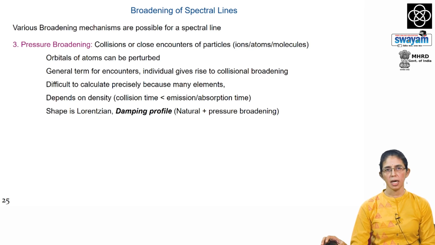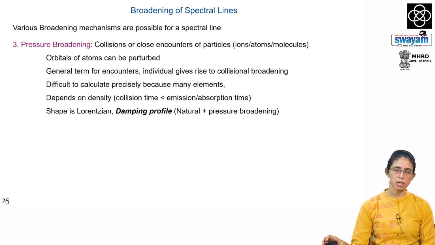The third important mechanism is the pressure broadening. This broadening occurs because of the collisions or close encounters of particles. When two particles interact with each other, the orbitals or energy levels of these atoms can get perturbed. Collisional broadening is the term used for individual broadening, and since this is a statistical effect, a sum total of all these effects is known as pressure broadening.